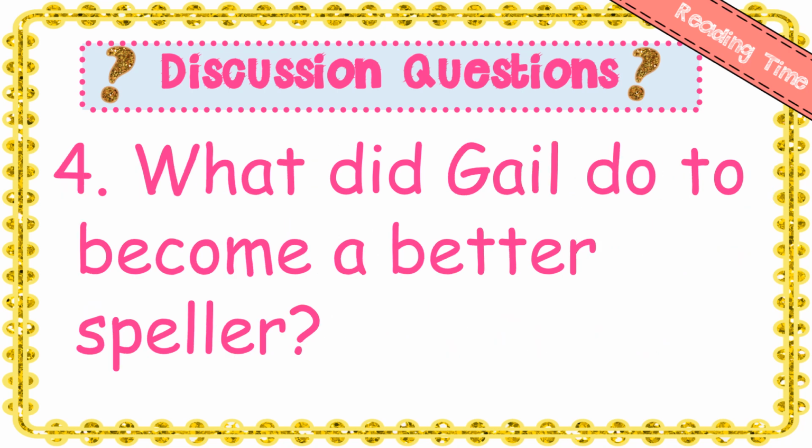What did Gail do to become a better speller? Gail read a lot, didn't she? She read a lot of books about the English language. So she knew a lot of things about where these words came from, and she also knew the patterns in our English language, which helped her to become a better speller.